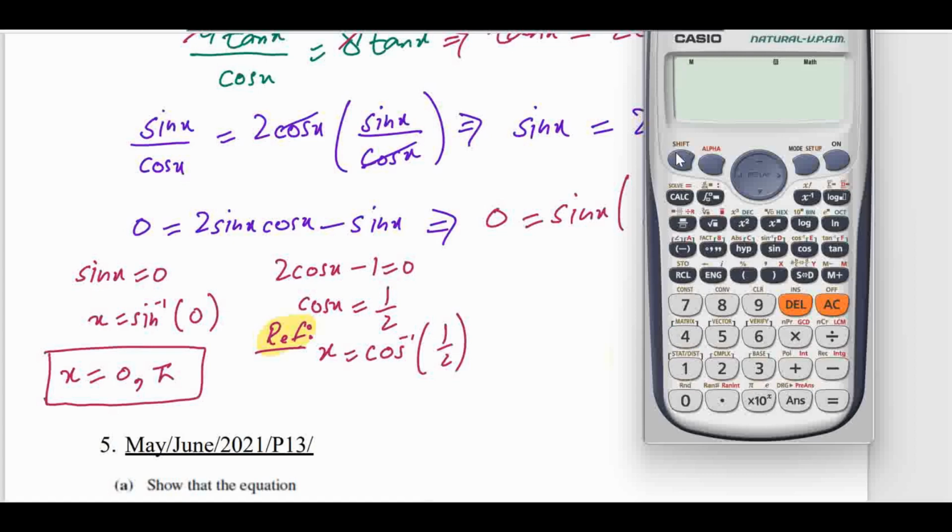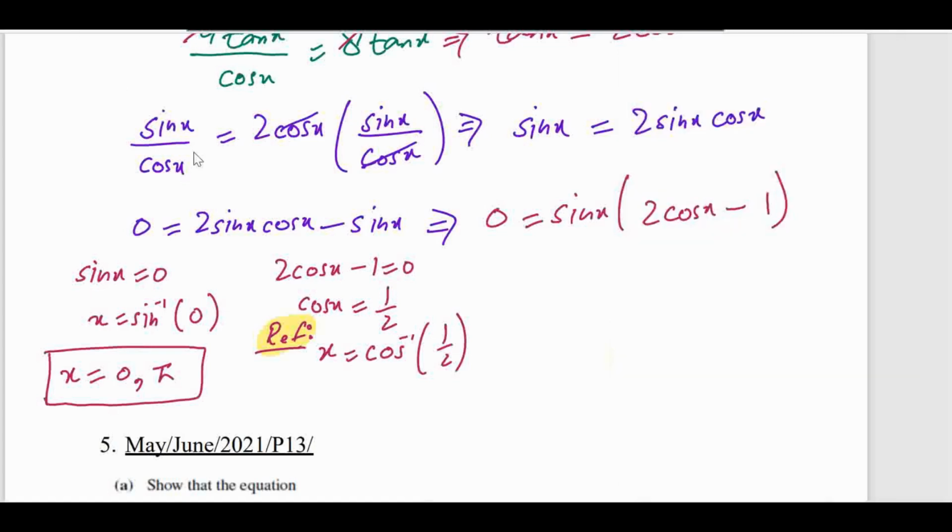So shift cos inverse of 1 by 2, and this will be pi by 3. So x will be equal to pi by 3. So from here we have the value x is equal to pi by 3. Now please keep this thing in your mind that this is the reference angle, not the final answer. So we have to find out the final answer.